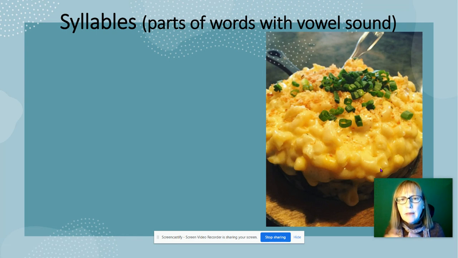Remember that every part of a word in English has to have a vowel sound.